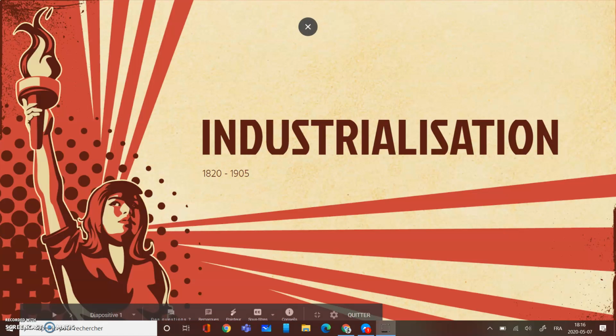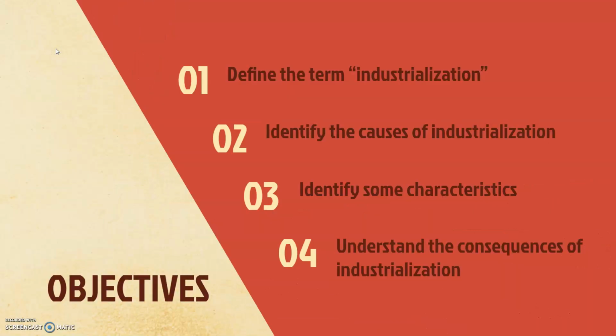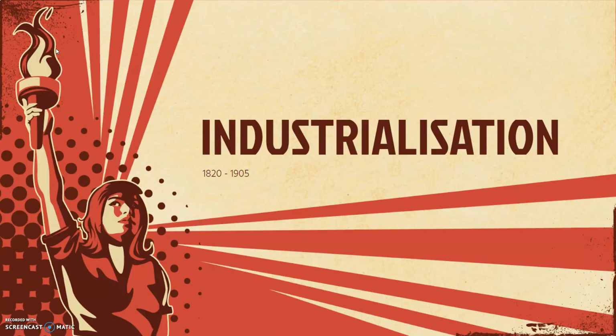Hello, grade 5. Welcome to this part of social studies. We're going to talk about industrialization between 1820 and 1905.